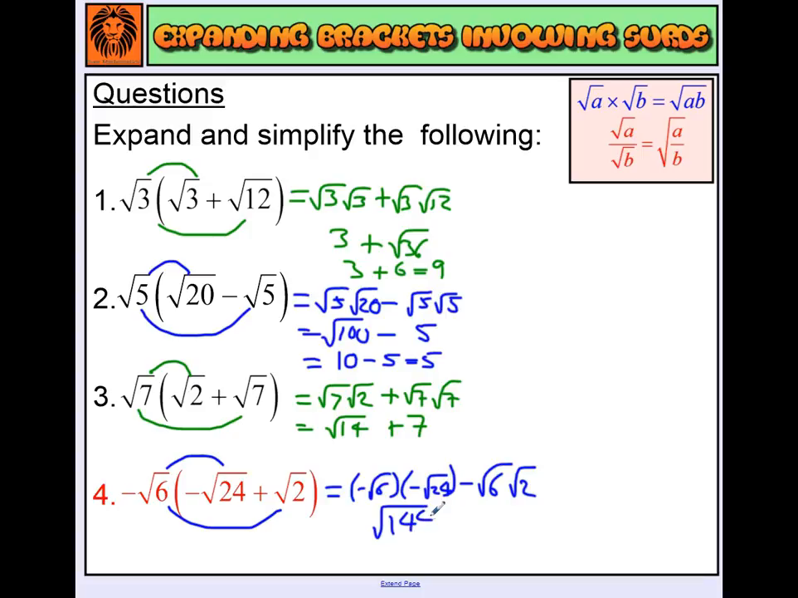144, take away root 12, 6 times 2. So this now simplifies to 12, take away root 12. And again, like question 3, we can't simplify this any further, so 12, take away root 12 is the answer.